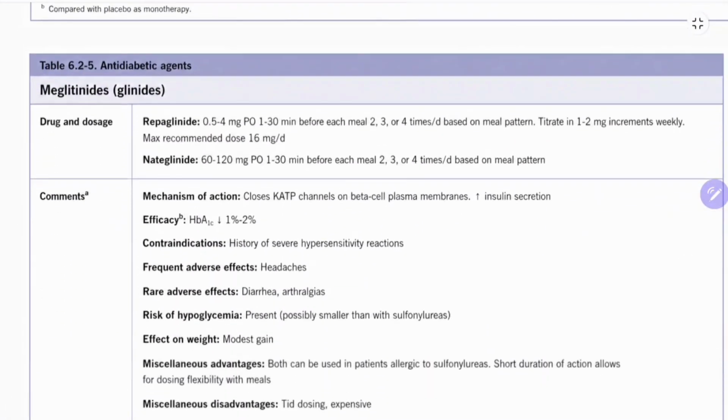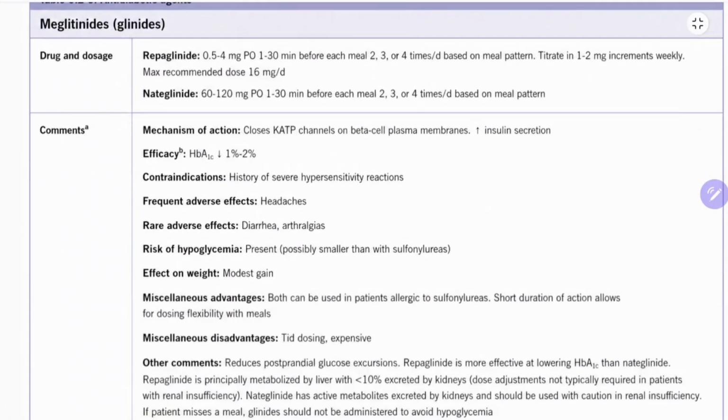Now coming to the other class of drugs, that is meglitinides, also known as glinides. Number 1 is repaglinide and number 2 is nateglinide. Nateglinide is not used; if used, repaglinide is used. It is used at doses of 0.5 to 4 mg orally, 15 to 30 minutes before each meal, 2, 3 or 4 times a day based on the meal pattern. Okay. Titrate in 1 to 2 mg increments weekly. Maximum recommended dose is 16 mg per day.